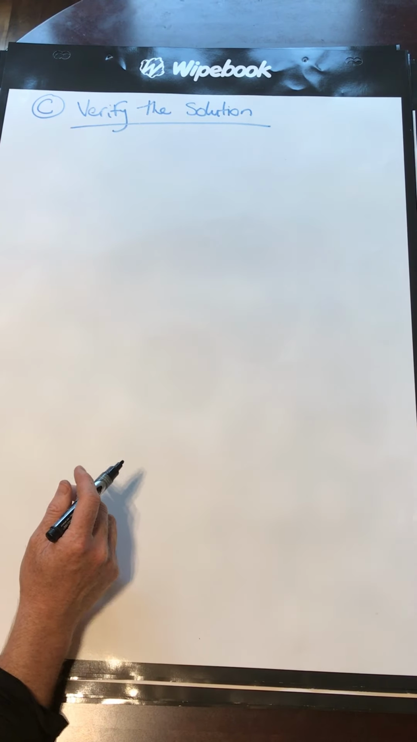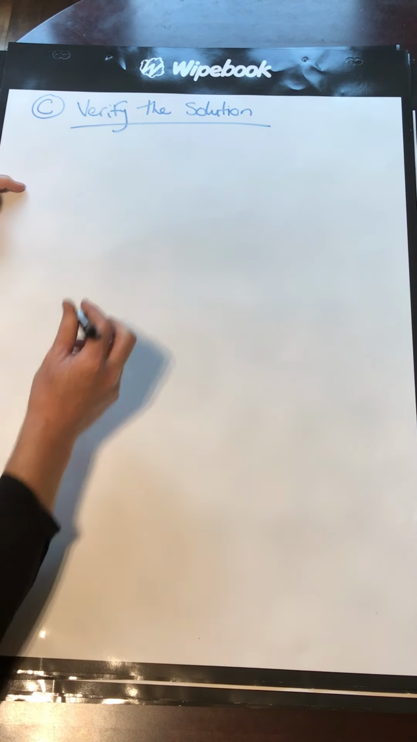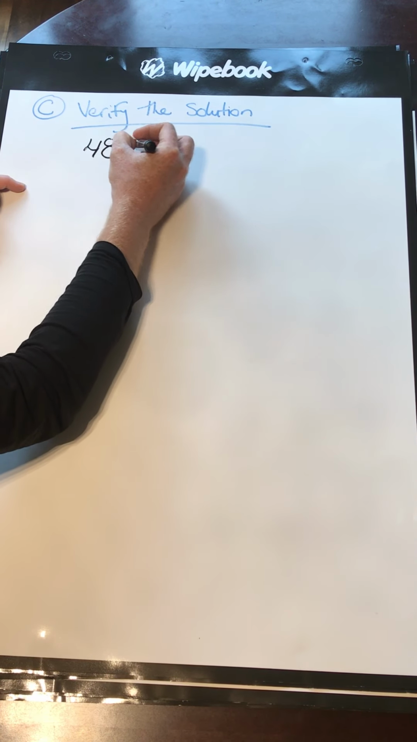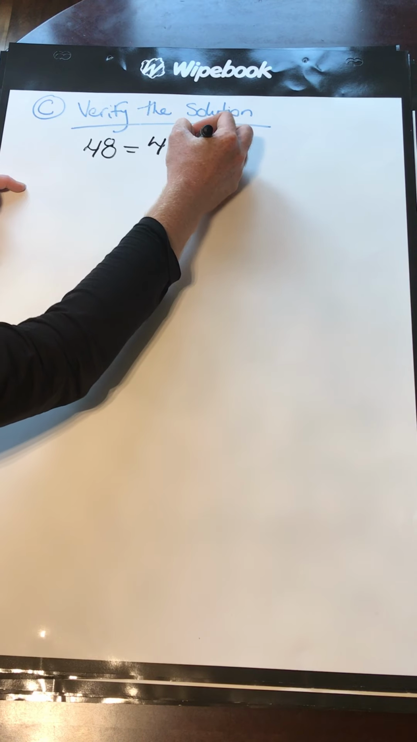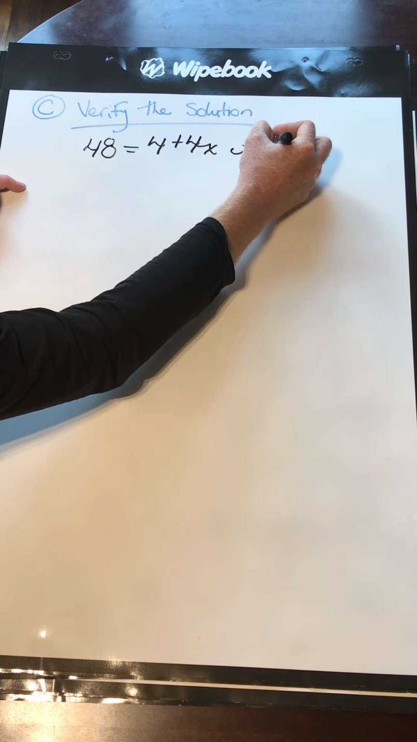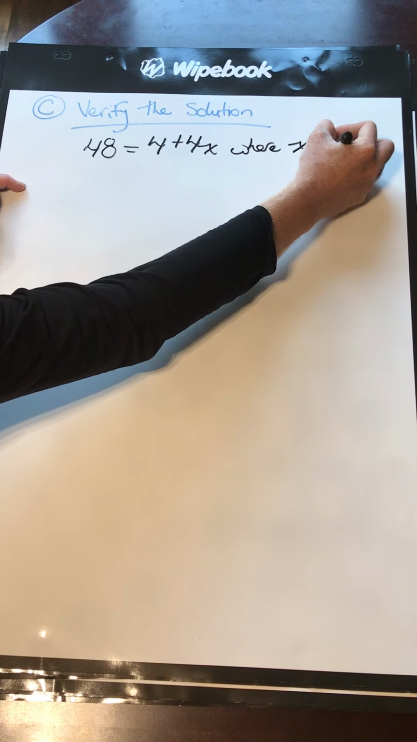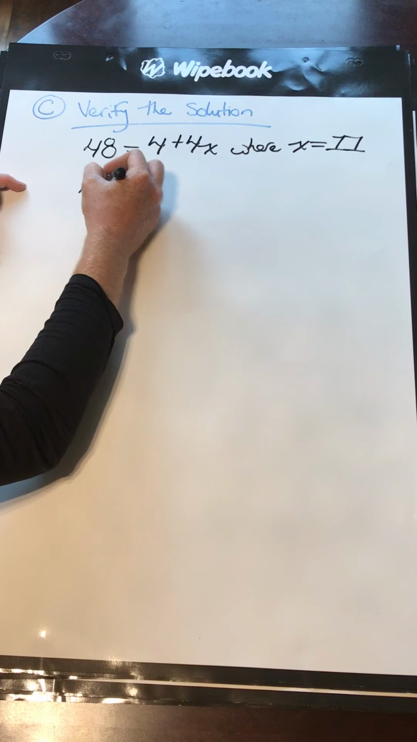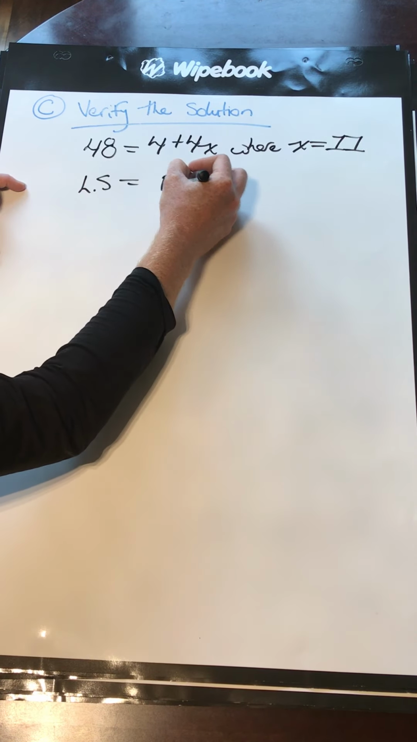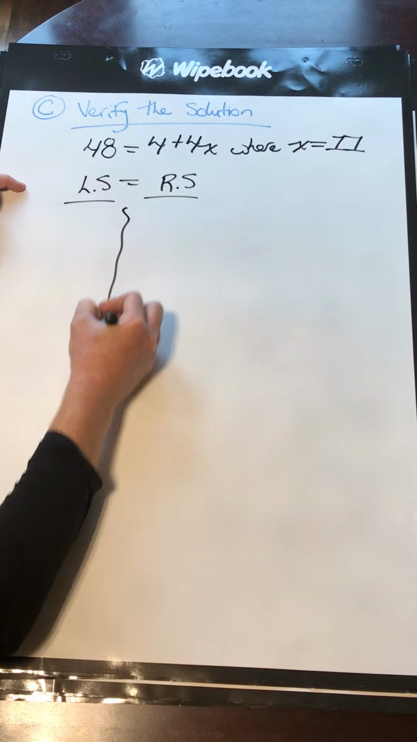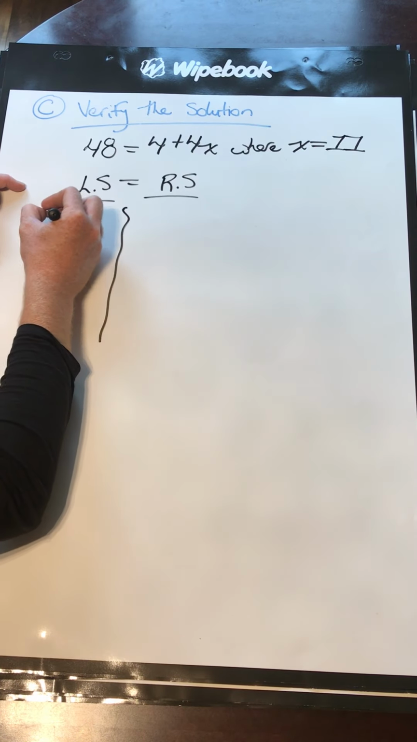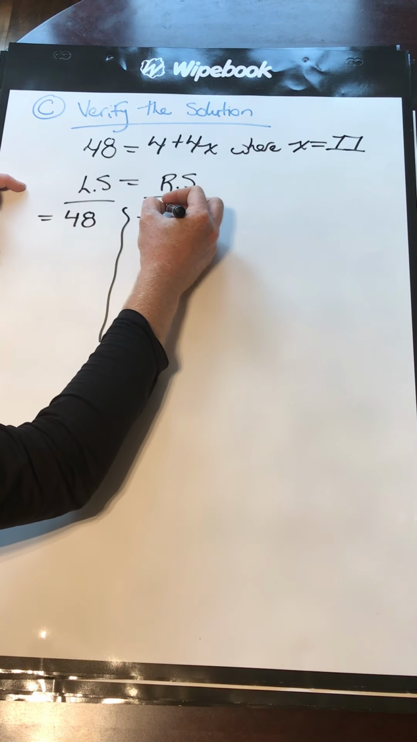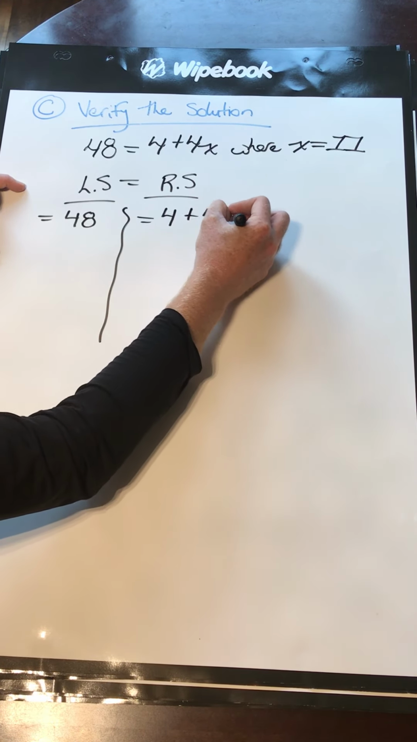Okay, one last example to go through here. Oh, before I do that, I need to verify my solution. So I need to go 48 is equal to 4 plus 4x, where x is equal to 11. And I put here left side is equal to right side. And I put a squiggly where the equal sign is. And on this side I put equals 48. So there's nothing else I need to do there. On this, the right side, I put 4 plus 4x.